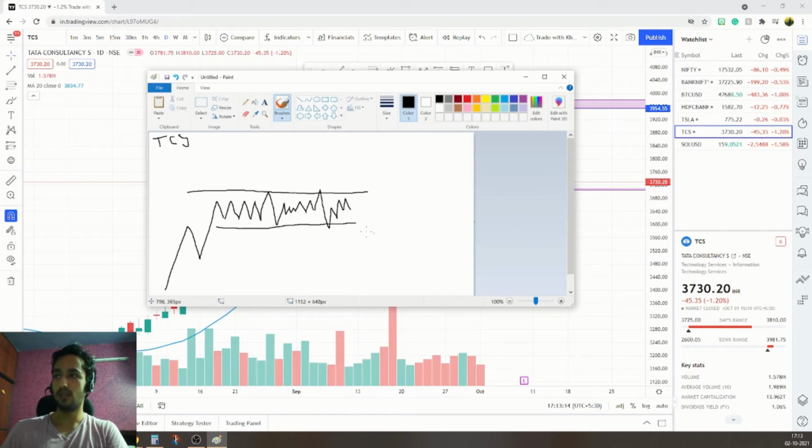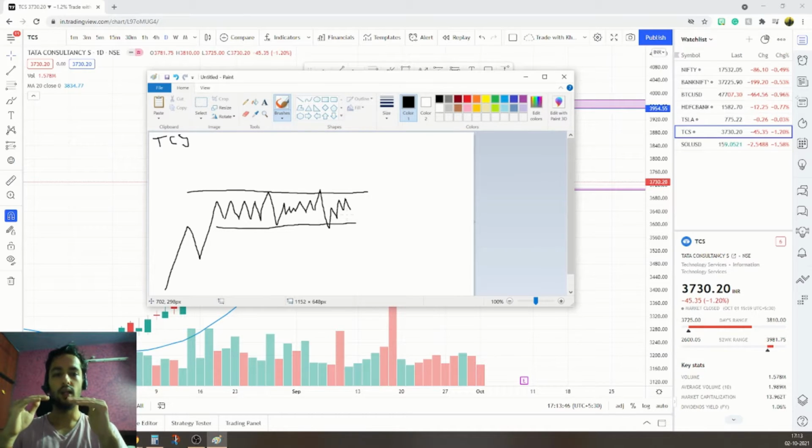So in such scenarios, the market is consolidating right now, right? There are two names which we can give to this consolidation. One is accumulation and the other is distribution. Both have the same kind of behavior, but the result is different, right?